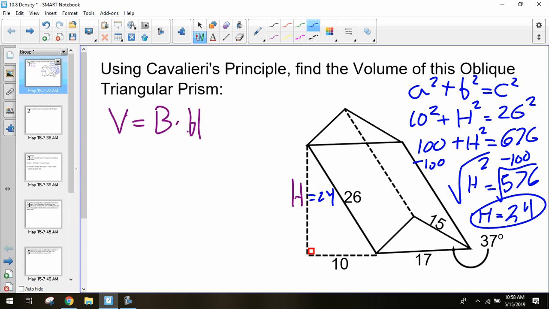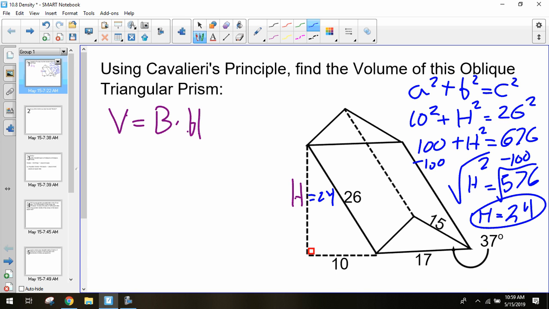Okay, so we know the height, we know that piece. Now we have to find the base. Okay. And then just 17 times 26. So that would be the area of this front side. What is the base? So your base is going to be this little triangle, this triangle on top.